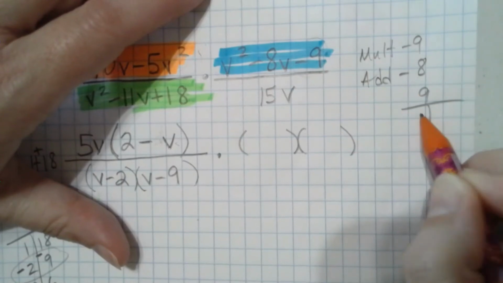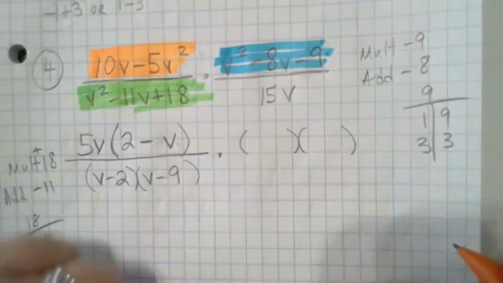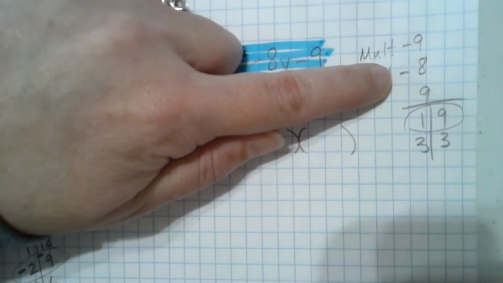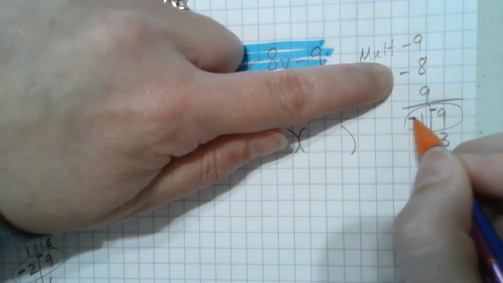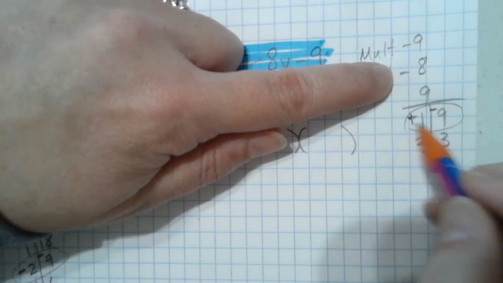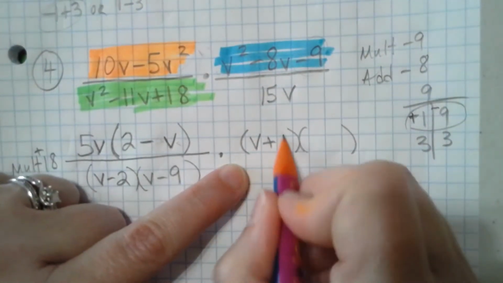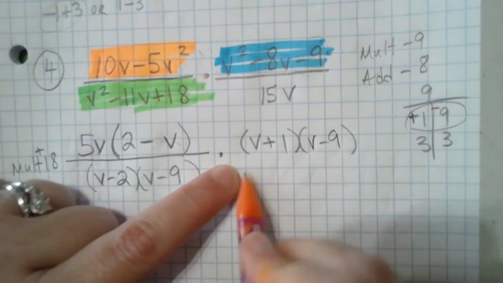Factors of 9 are 1 and 9, 3 and 3. Those are my only choices. This is going to make 8. I want it to be a negative 8, so the bigger number is going to be negative. Positive 1 take away 9 will give us negative 8. v plus 1, v minus 9.